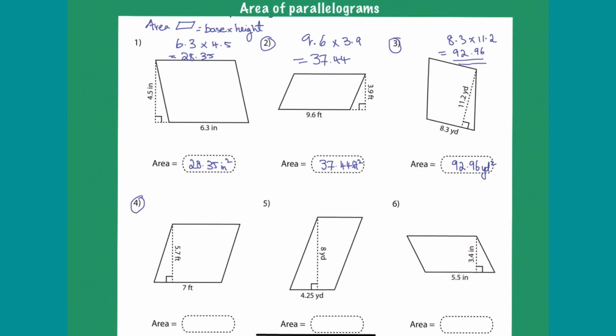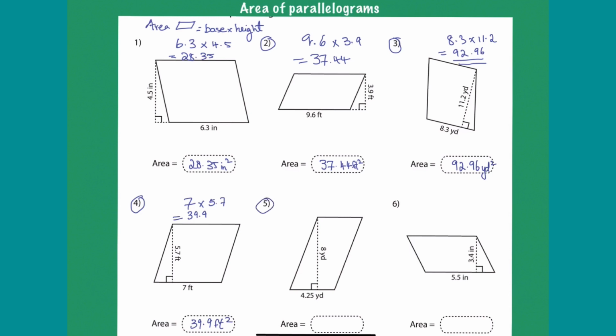All right, now let's go ahead and try it out. So your base here is 7, and your height here is 5.7. So 7 times 5.7 gives me 39.9. And so your final answer is 39.9 square feet.